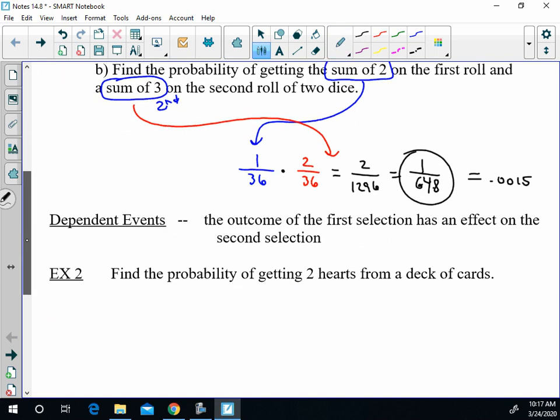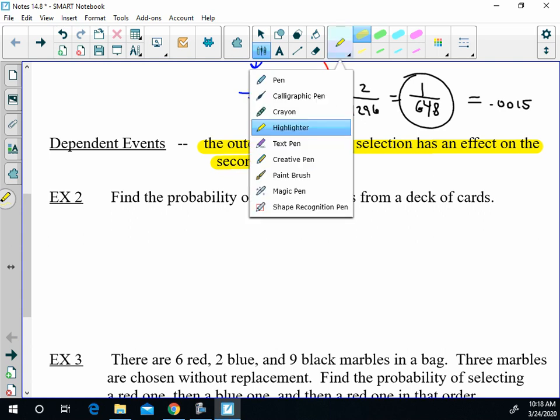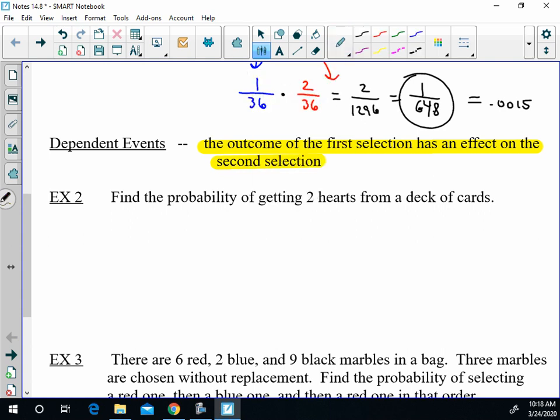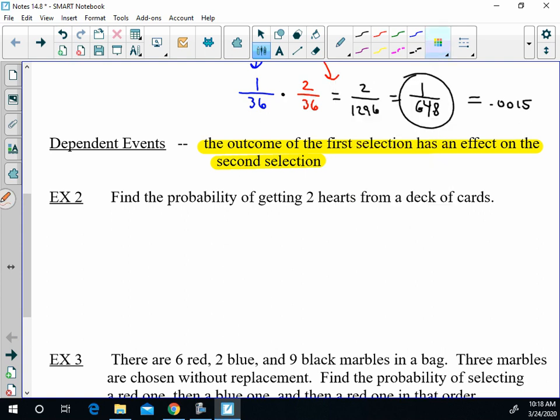Now we'll go down to dependent events. Dependent events, like I said earlier, the outcome of the first selection has an effect on the second selection. To compare it to the ones we just did, we roll a die, whatever we get, we erase that number. You can't really do that for a die.